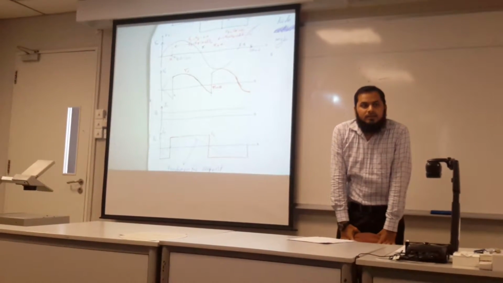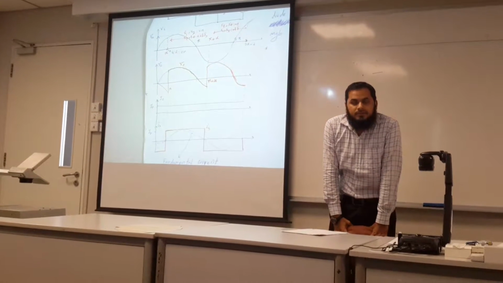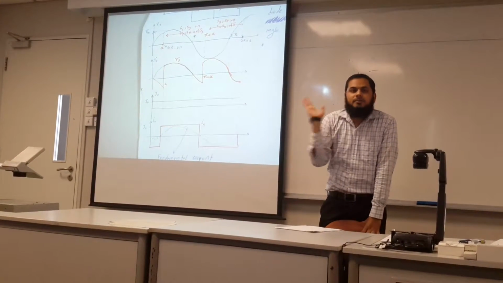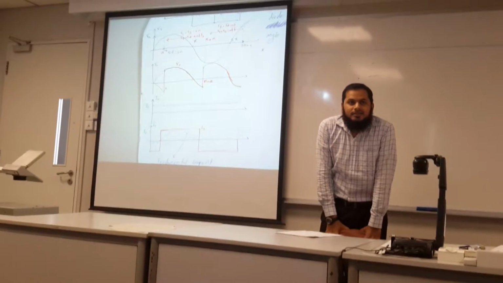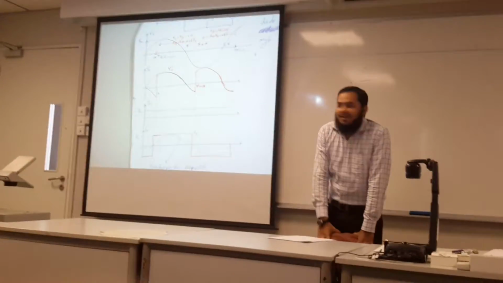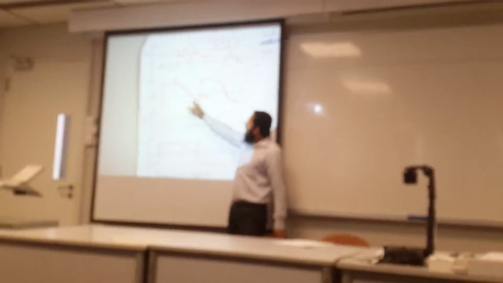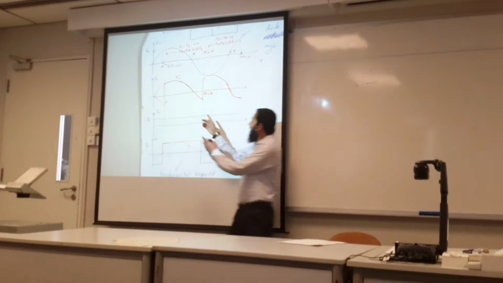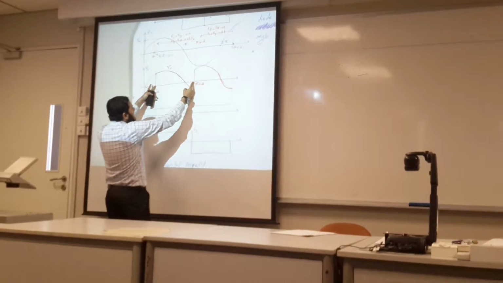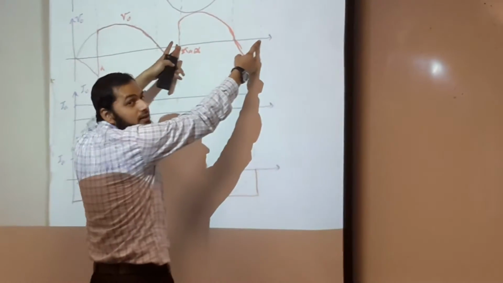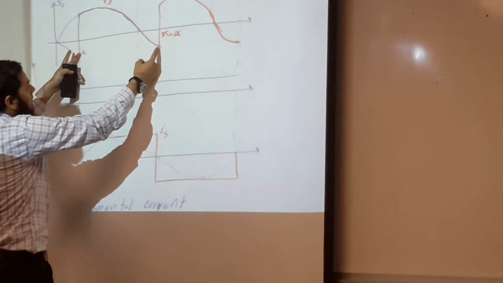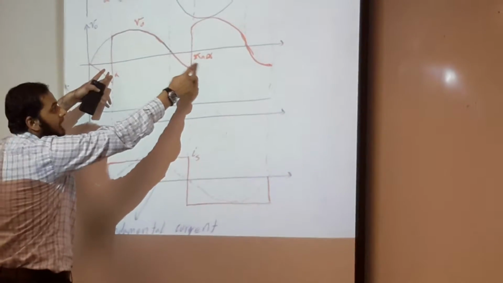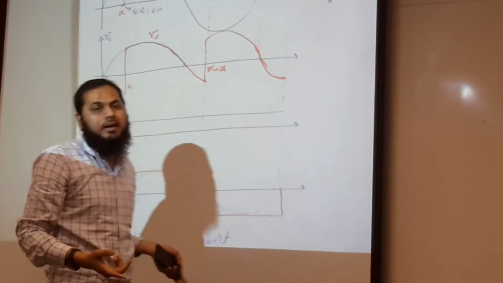What about this side? What is the period of that signal? Can you see after how much time it is repeating? The same signal is repeating here, isn't it? So what is the duration of this period? Pi plus alpha minus alpha. What is the duration? Pi.